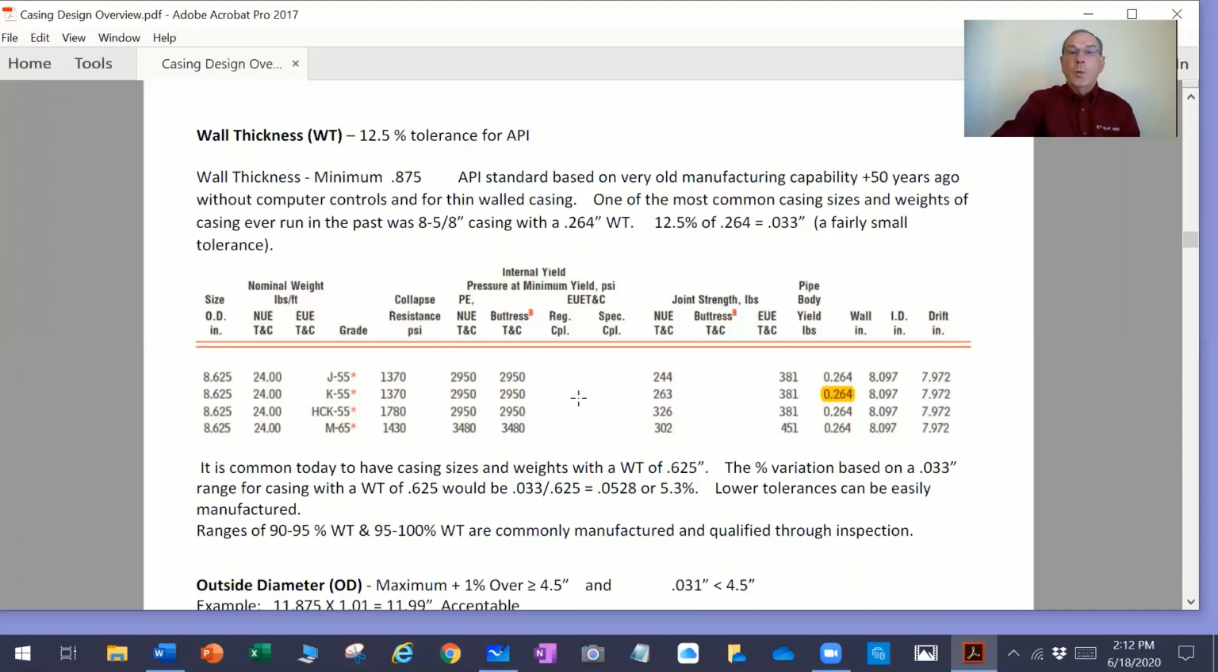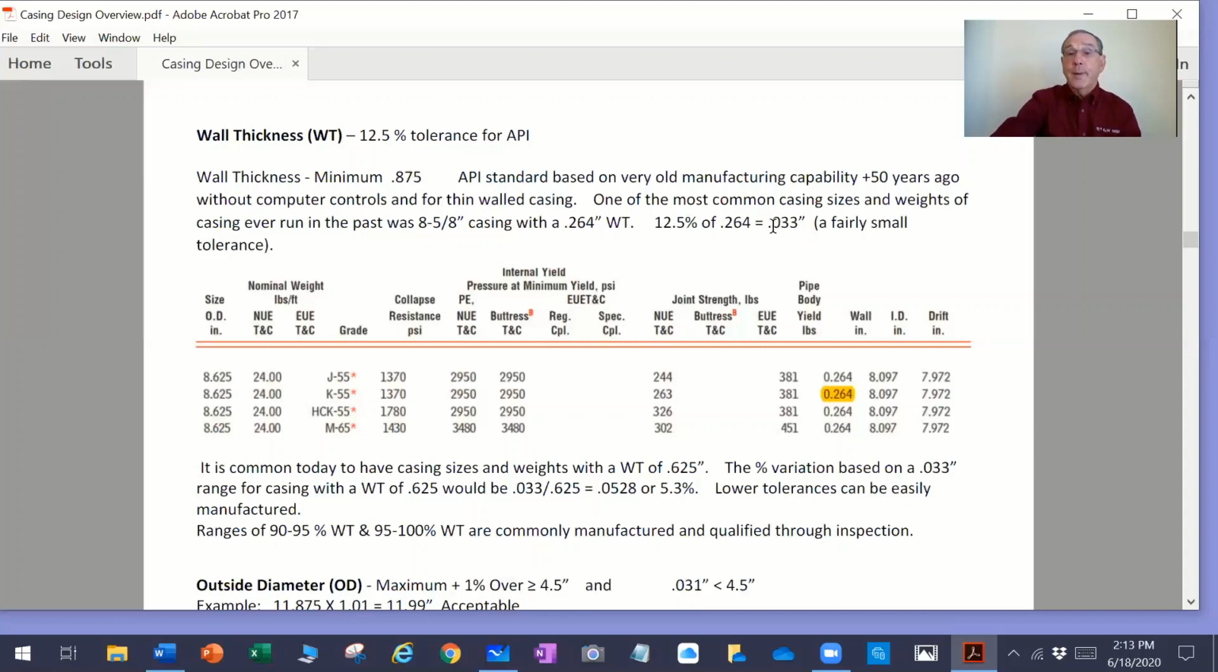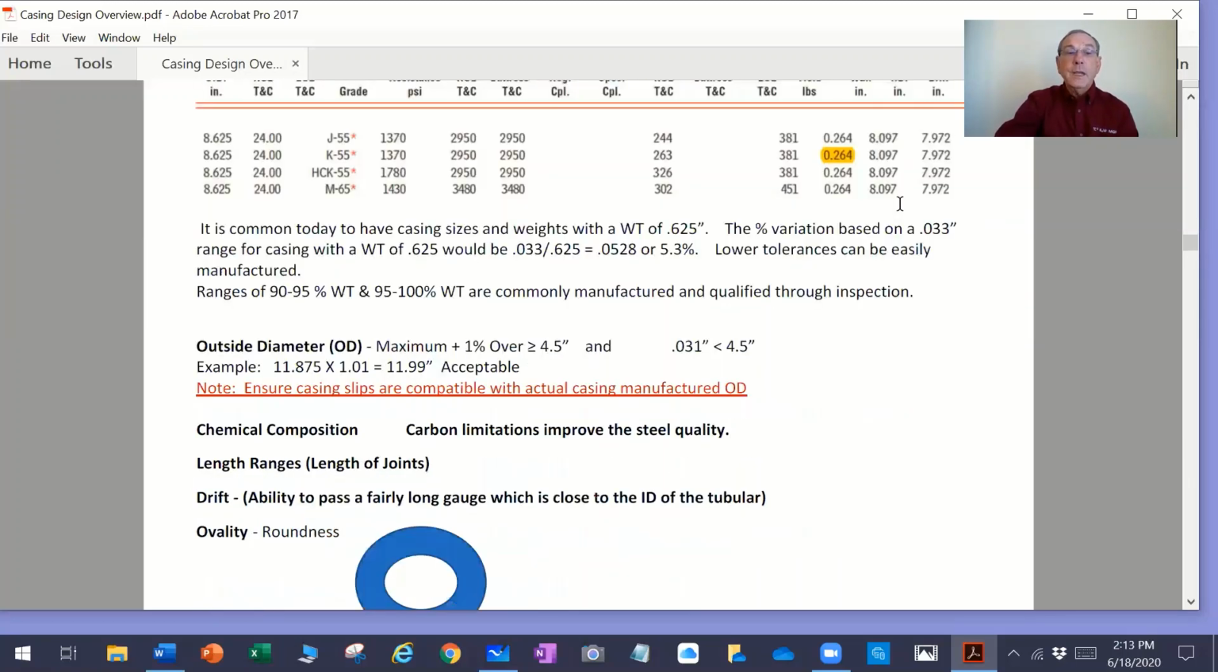So if you take 12.5% of a wall thickness of 0.264, it turns out that's a 0.033 inch variance, which actually is pretty small, relatively speaking, and it's based on no computer controlled, very thin walled casing manufacturing capability. Now, it's common today to have casing sizes and weights with a wall thickness of 0.625, sort of like this piece of casing is. This one is 11/16, so it's almost 3/4 of an inch thick.